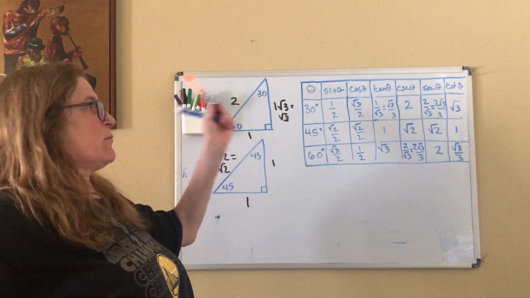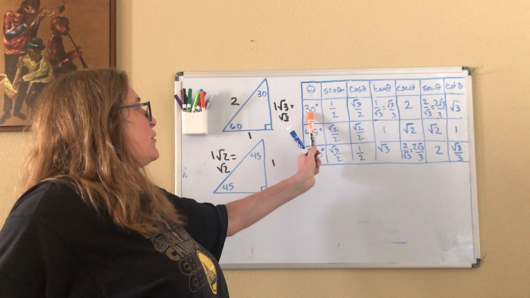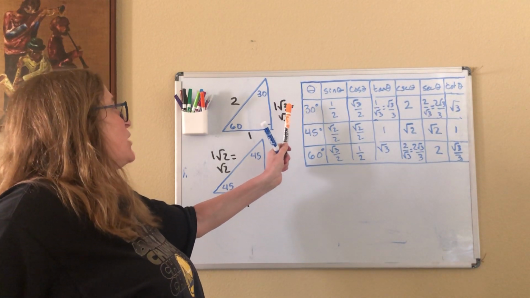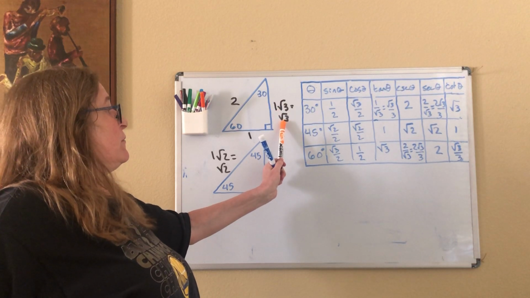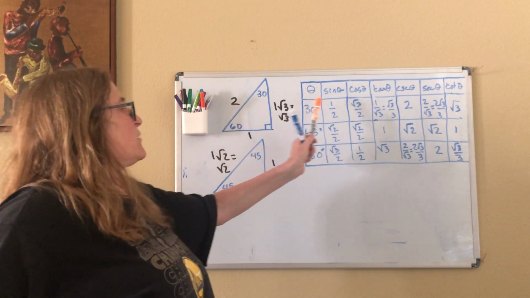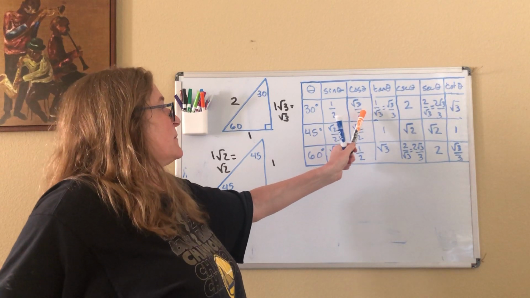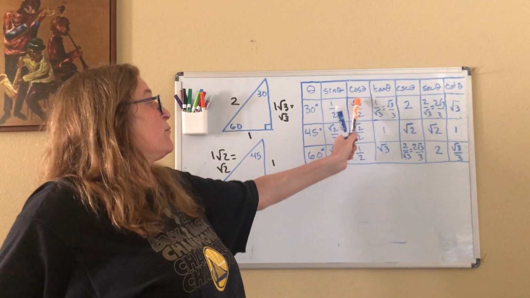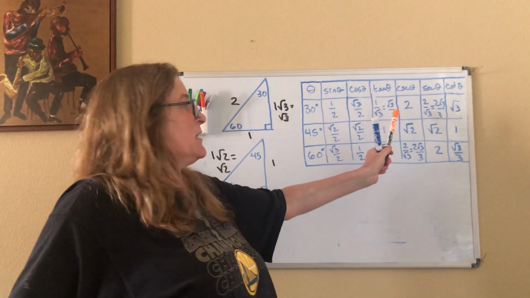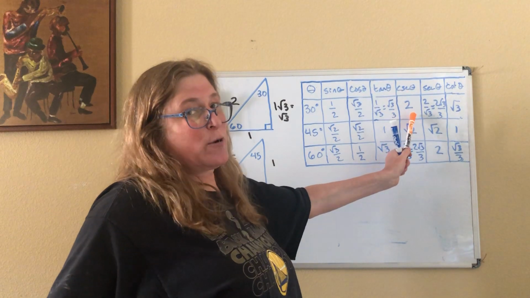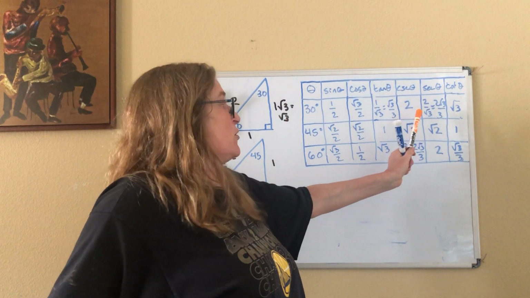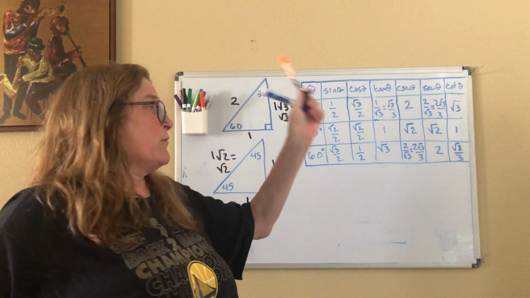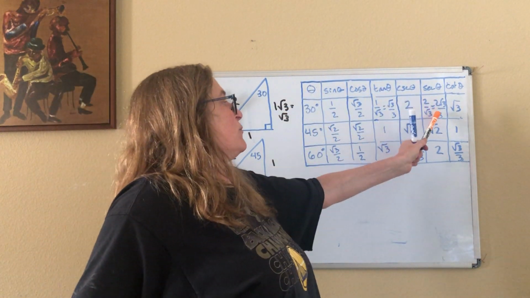Let's just pick on a random one. Cosine of 30. The cosine of 30 is equal to the adjacent, which is root 3, over the hypotenuse, which is 2. So that's why we have root 3 over 2. Now let's say we wanted to find the secant, which is the flip. I would take root 3 over 2 and flip it over, and that would become 2 over root 3. But remember, we can't have a square root on the bottom. So we would multiply both sides by root 3 over root 3, like we did in the last example, and we would get 2 root 3 over 3.